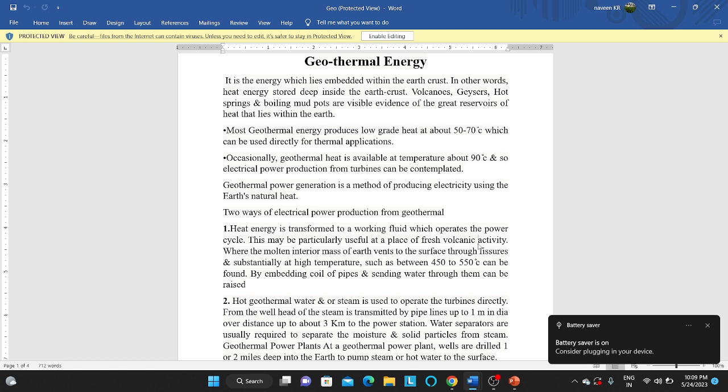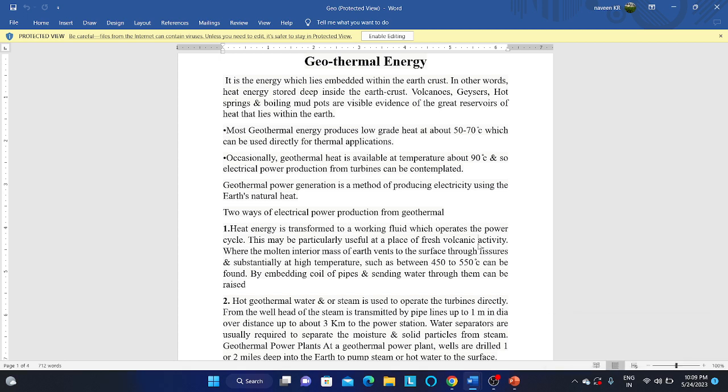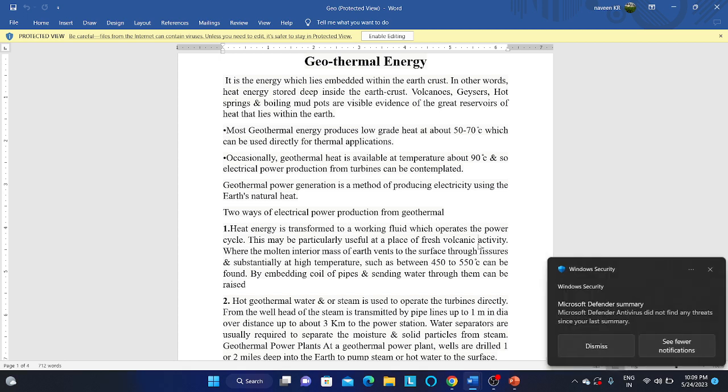Most geothermal energy produces low grade heat. I mean, the temperature of most geothermal energy is 50 to 70 degrees Celsius, but rarely geothermal heat is available at a temperature of 90 degrees Celsius, and these are processed by turbines. Geothermal power generation is a method of producing electricity using the earth's natural heat.